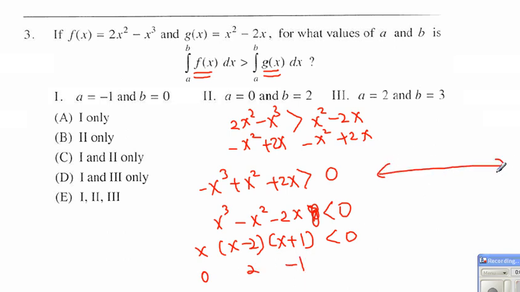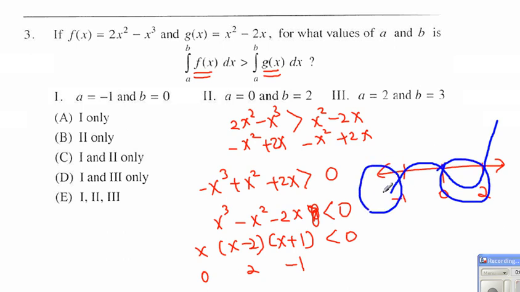So by drawing the number line here, negative 1, 0, and 2, since this one has a positive coefficient, as you can see here, then the sketch of the graph would be something along that line, and then we are looking for sections where things are negative. That simply means we are looking for this section or this section.